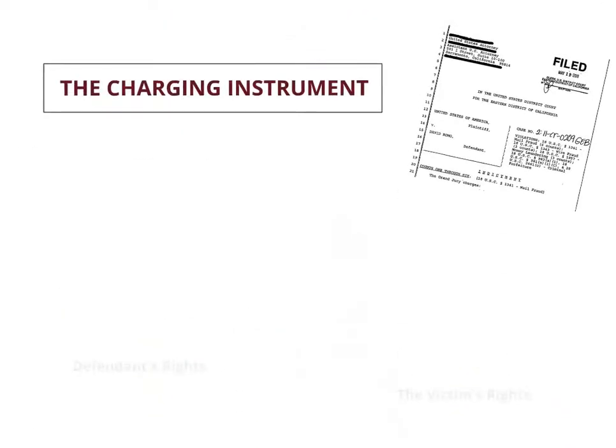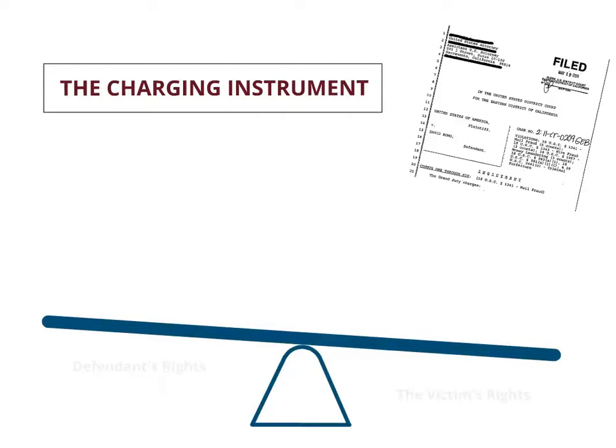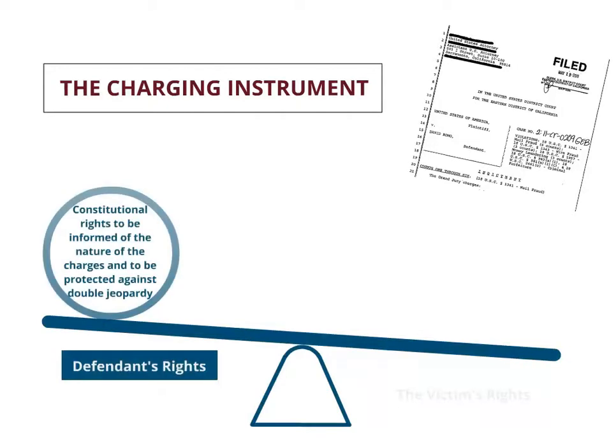Next, how about competing rights at the charging stage? Referring to a victim by a pseudonym in a charging instrument implicates a defendant's constitutional right to be informed of the nature and charge against him or her and to avoid double jeopardy. The law arguably allows a victim to proceed anonymously at the indictment stage or the information stage so long as the defendant's charging instrument provides legally sufficient notice of the charges and enough information on the identity of the victim to allow the defendant to prepare his or her defense.